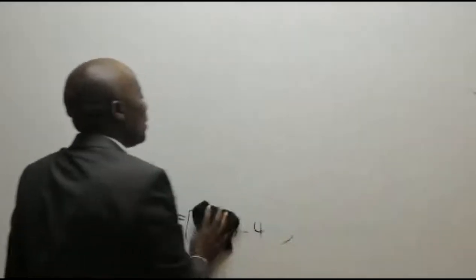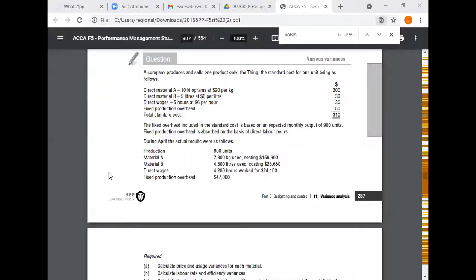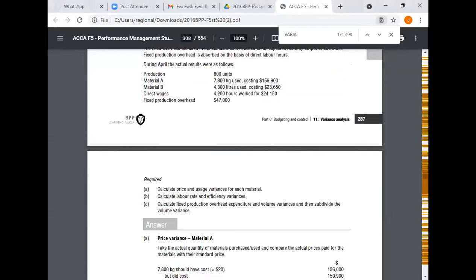Now we can very easily, ladies and gentlemen, go to the next thing. What do we have here? The next thing that they want me to do in this question that is quite easy is to calculate fixed production overhead expenditure and the volume variance.